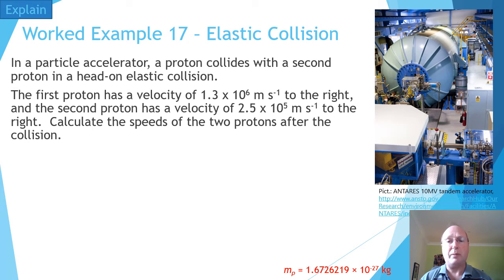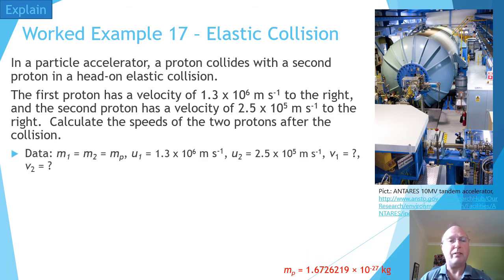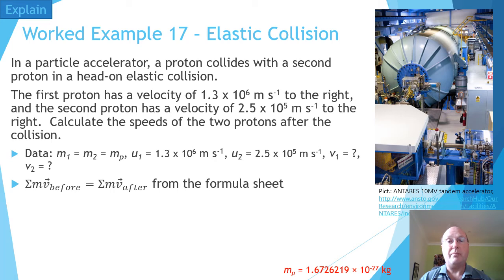Please note down the bottom of the page, mp is given in the data sheet. So the data we have is m1 equals m2 equals mp, the mass of a proton. u1 is 1.3 times 10 to the 6 meters per second. u2 equals 2.5 times 10 to the 5 meters per second. And we want to find the velocity of both protons after the elastic collision. From the formula sheet, sigma mv before equals sigma mv after. But remember this, m1u1 plus m2u2 equals m1v1 plus m2v2.